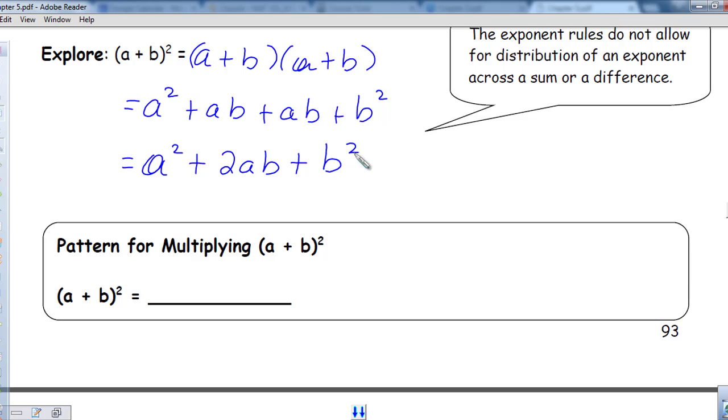Okay, remember last week we said that for our exponent rules, there is no rule that allows us to distribute this exponent over a sum or a difference, right? What we have to do instead is actually multiply it out like this or learn this pattern, okay? A lot of times when students see a plus b squared, they just want to say a squared plus b squared. That's wrong. Okay, so what we've got to remember is the pattern for a plus b squared is a squared plus 2ab plus b squared.